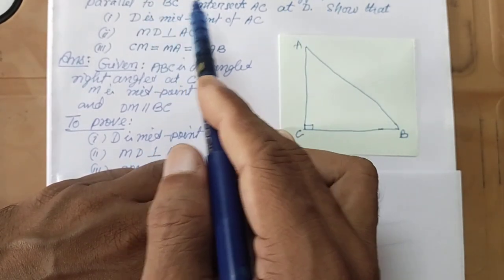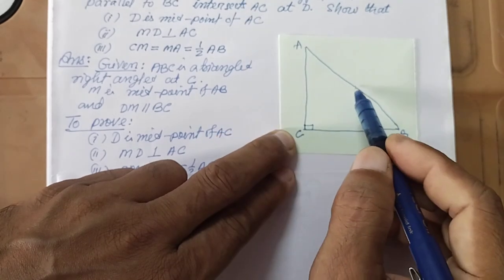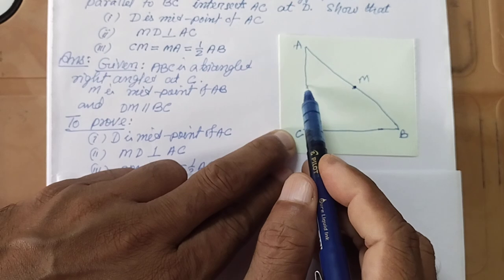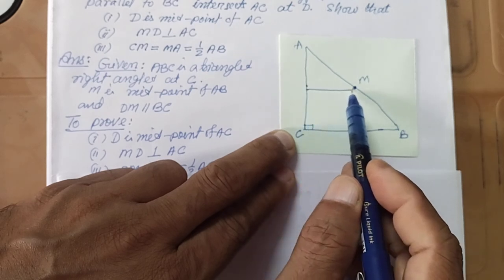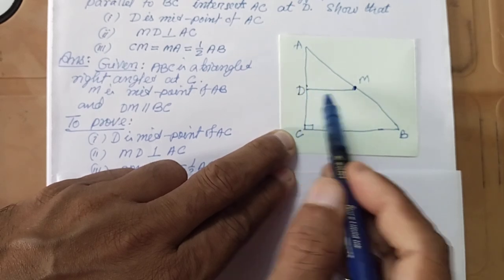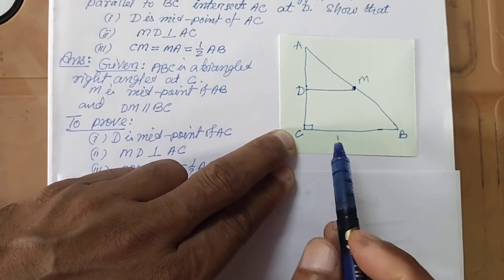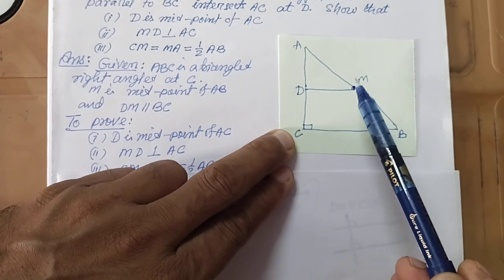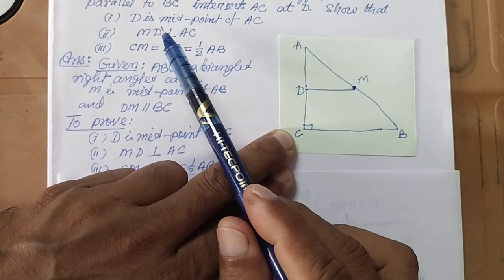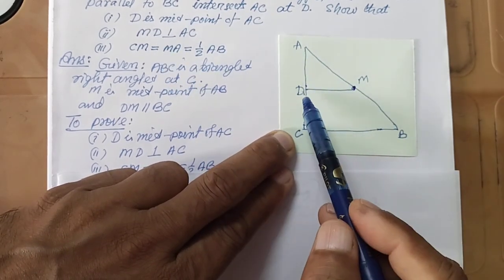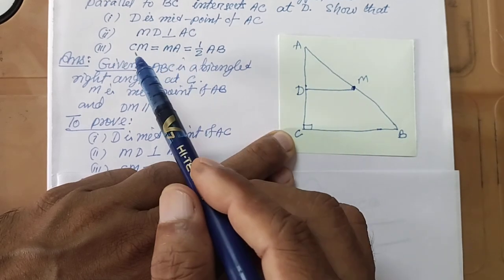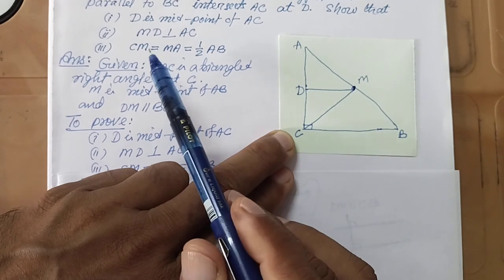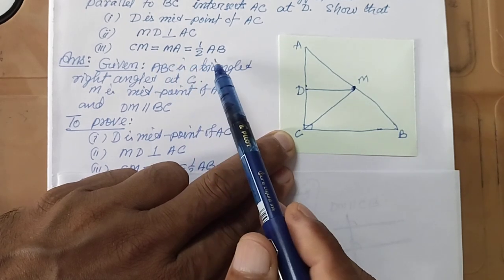Second condition, it is given M is the midpoint of AB, the hypotenuse. So the midpoint of hypotenuse AB is M, and you draw a line DM parallel to BC. This is given in the question, and you are asked to prove, first, D is also the midpoint of AC. Second, DM perpendicular to AC. And third condition, CM, that means we have to join this CM. CM equal to MA equal to half of AB.